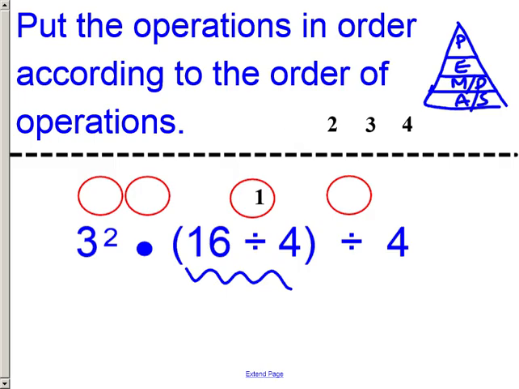Second step, do I have any exponents? Yes, I do. I have that 3 squared. So that's my second step, to do the 3 to the second power. Do I have any multiplication or division? Yes, I do. In fact, that's all I have left. So going from left to right, it would be step 3 and then step 4.